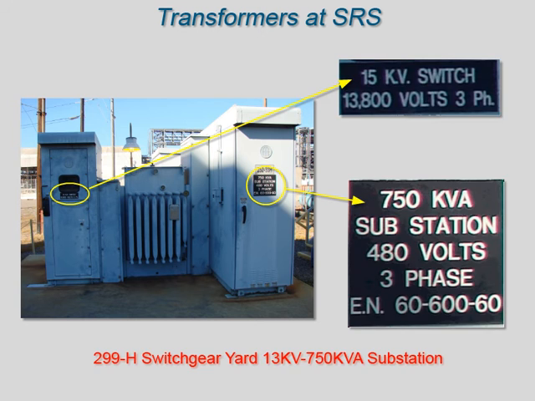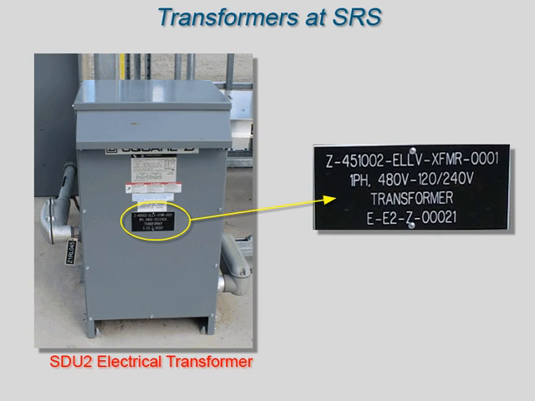There are two typical transformer ratings in most SRS facilities: 13.8 kilovolts to 480 volts AC, and 480 volts AC to 120 and 208 volts AC. These transformers are normally air-cooled.